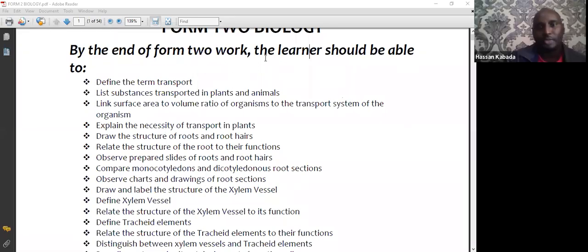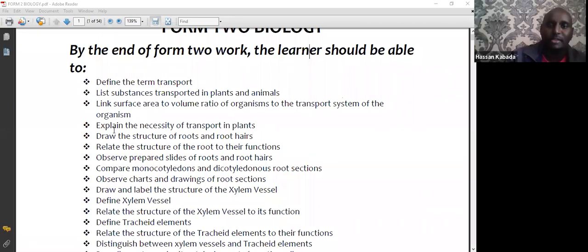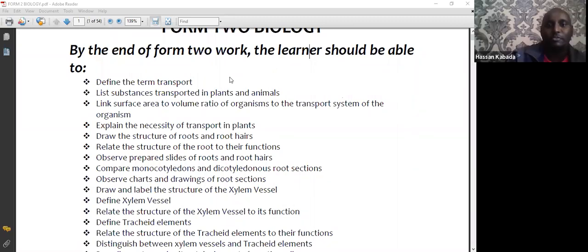Okay, we continue. I was talking about materials that are transported and the surface area to volume ratio in respect to transport in organisms. Then from this topic, by the end of it, we are also expected to be able to explain the necessity of transport in animals and plants, importance of transport in plants and animals, or generally the living organisms. What are the importance? Why must the organisms have transport within their body? So that's what we are expected to be able to explain necessity.